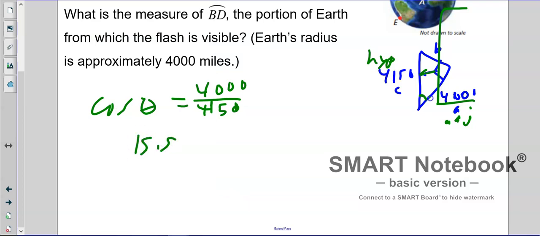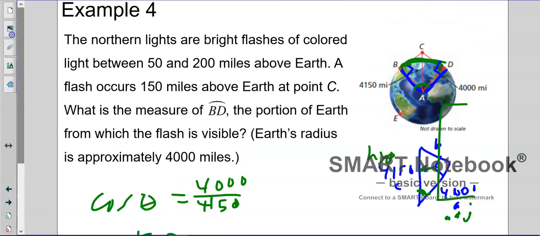But that's only half of it, right? So we need to double that and get 31 degrees. So, being a central angle, if this is 31 right here, or do a different color so you see, then this is 31 right there. And that's it.